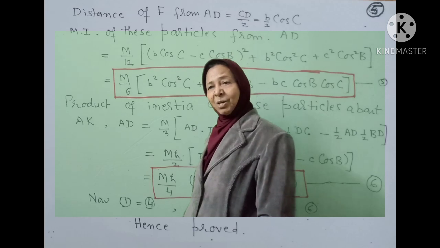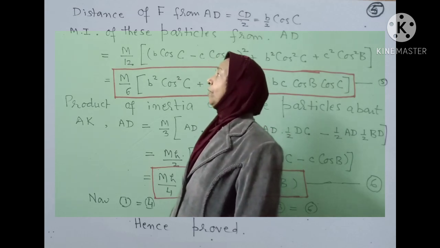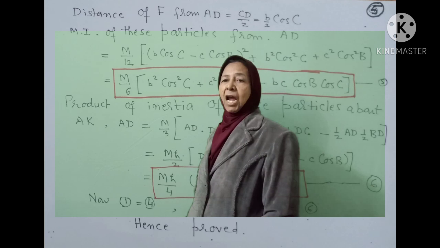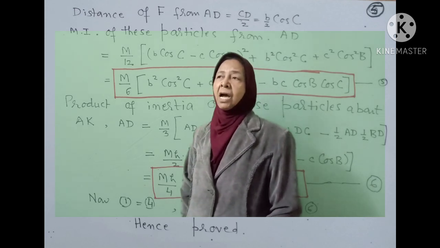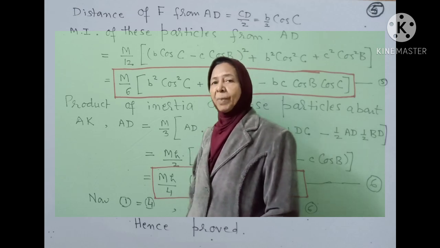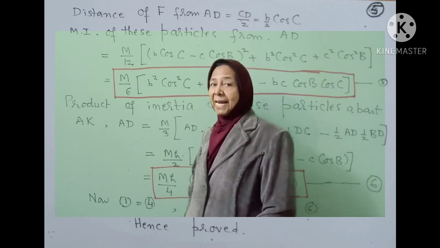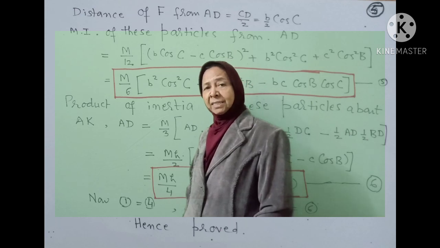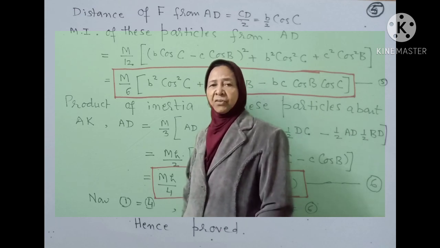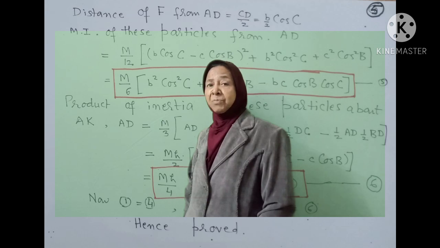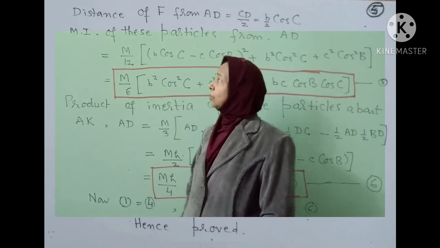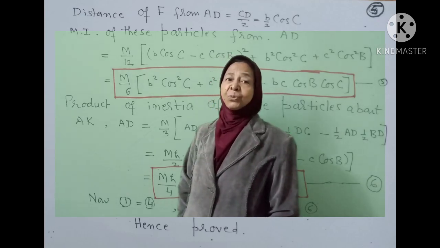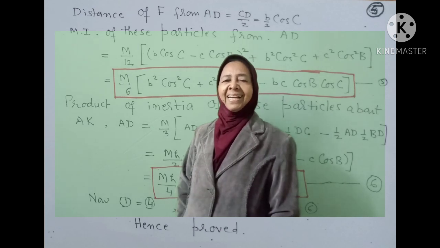What is the result? Moment of inertia of a triangular lamina about the x-axis is same as moment of inertia of three mass particles placed at the midpoints of the sides of the triangle about the same side AK, about the same side AD, and the product of inertia about these two sides AK and AD.